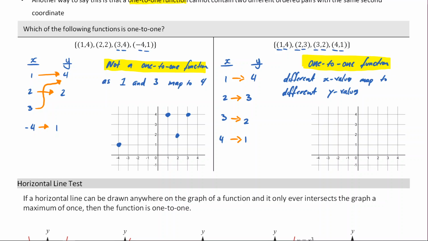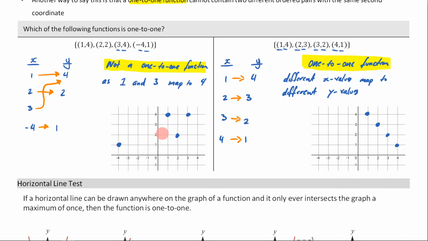So I've got 1, 4. I've got 2, 3. I've got 3, 2. And I've got 4, 1. So it's actually a straight line there. Okay, now we're going to pause for a moment and see if we can figure out some sort of graphical way of determining whether or not we have a one-to-one function.